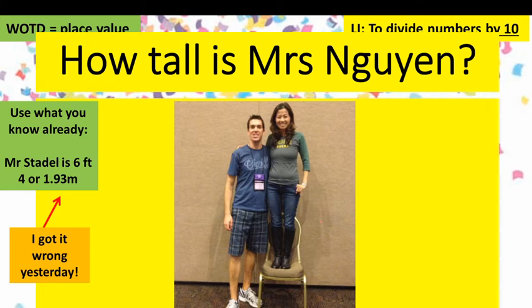So he is 6'4", so we can use that information to try and figure out how tall Mrs. Nguyen is. You can see that at the moment she looks a little bit taller than him, but you might have noticed that she's got a little bit of advantage there because she's standing upon a chair. So you need to take these things into account. So she's a little bit taller than him, but she's standing on a chair. So do you think she is taller than Mr. Stidell?